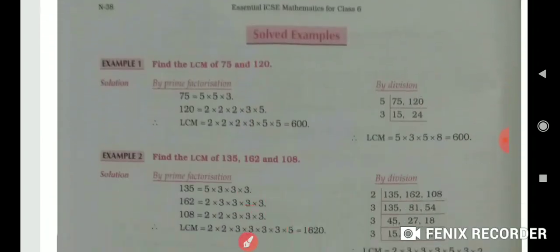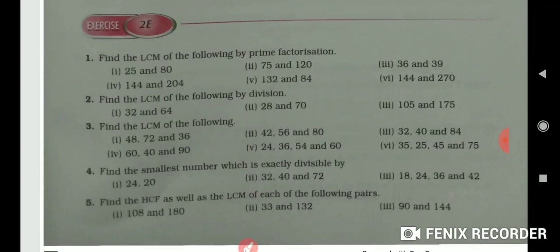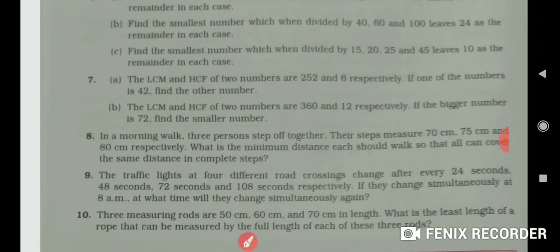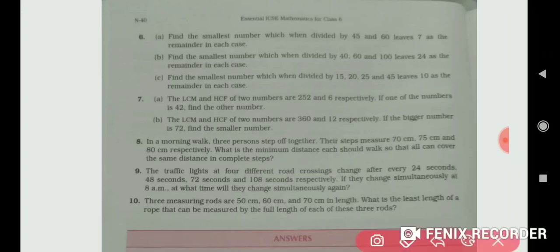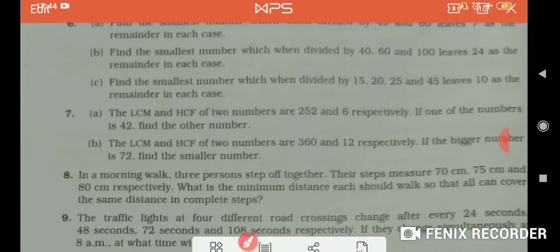So, dear students, we were solving this exercise 2E. Up to the fifth question I have solved some questions. Now today I will solve question numbers 6 to 10. So let's begin the exercise.